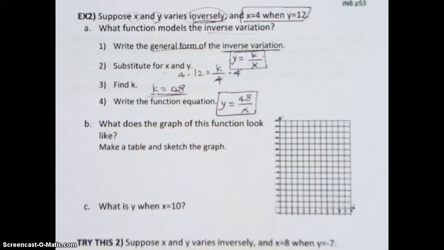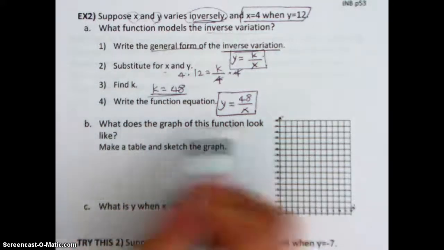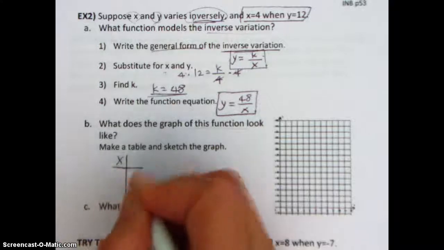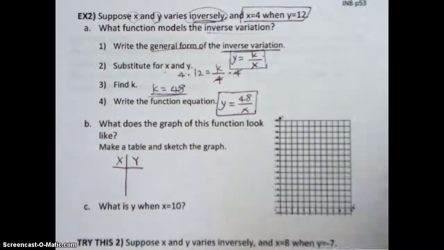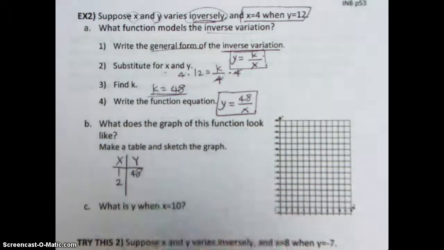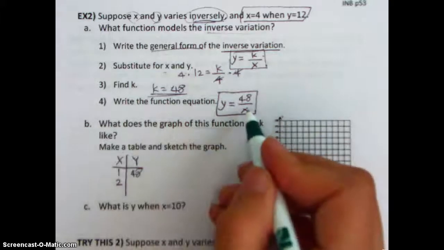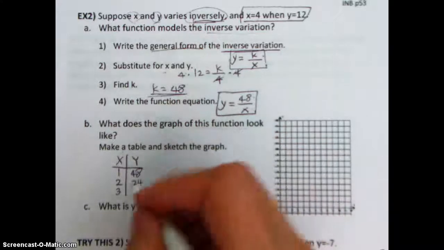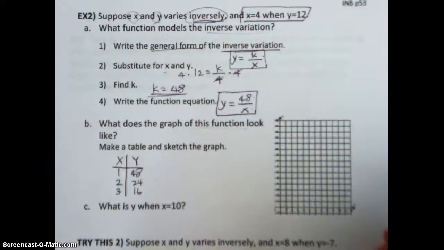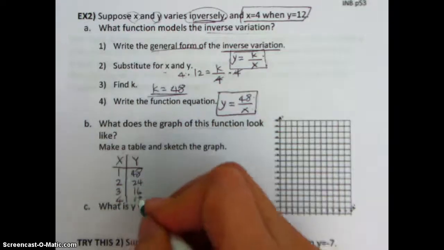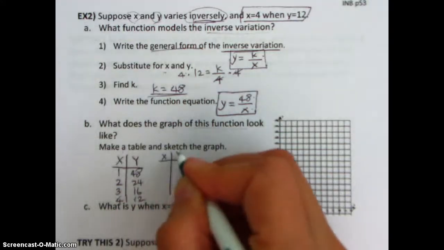Okay, the second problem is, what does a graph of this function look like? Make a table and sketch the graph. Okay, so we can make a table. If x is 1, then y would be 48. If x is 2, y would be 48 over 2, which is 24. If x is 3, 48 divided by 3 is 16. If x was 4, 48 divided by 4 is 12. And let me just continue in that table.